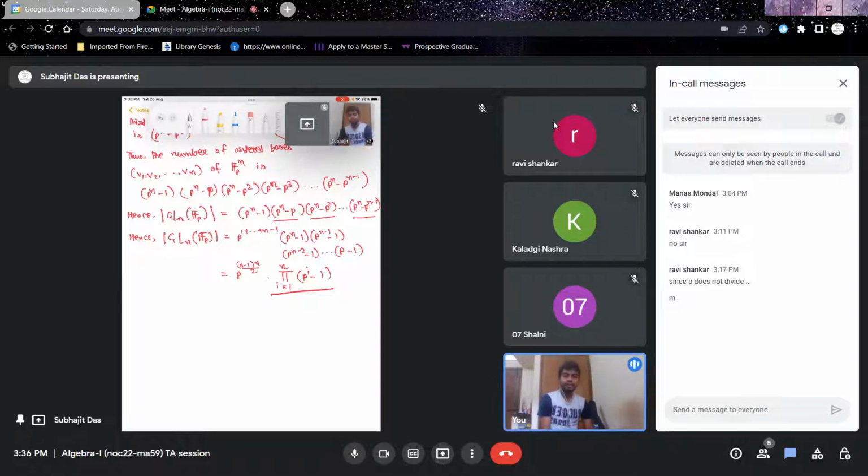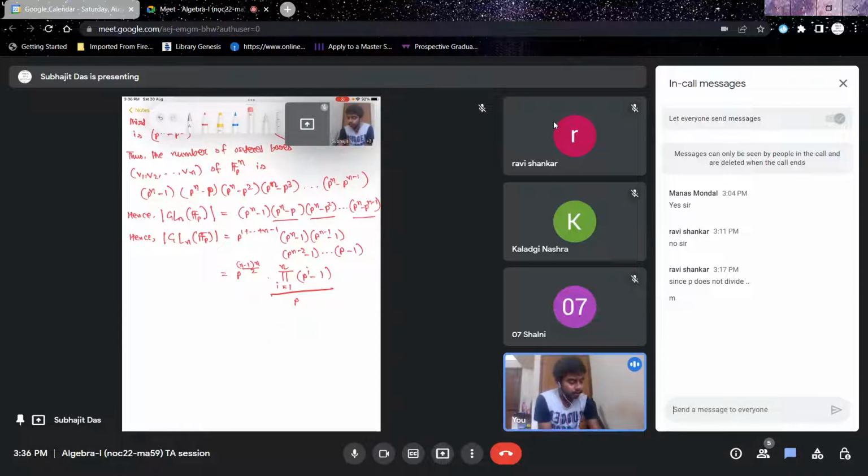Because p is a prime, and if p divides this particular product, then p must divide at least one of the elements in this product, right? So that means if p divides this product, then p must divide some p to the power i minus 1, but that is a clear contradiction, right? i runs from 1 to n, so p to the power i is at least p. So p certainly divides p to the power i, from which you get p divides 1, right? And that's an impossibility. A prime cannot divide 1, right?